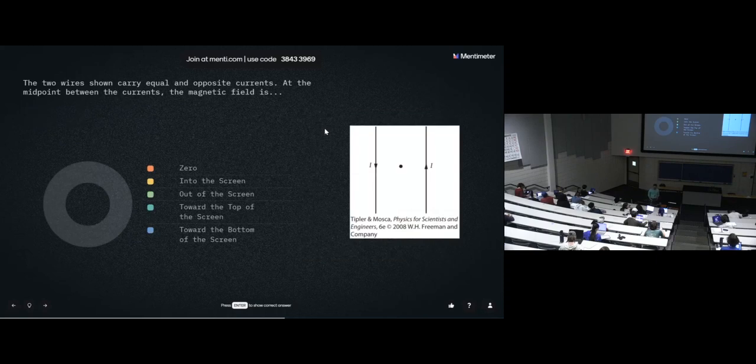So, the two wires shown in this figure carry equal but opposite currents. At the midpoint between the currents, the magnetic field is 0, into or out of the screen, toward the top or bottom of the screen. That's actually on the next slide.